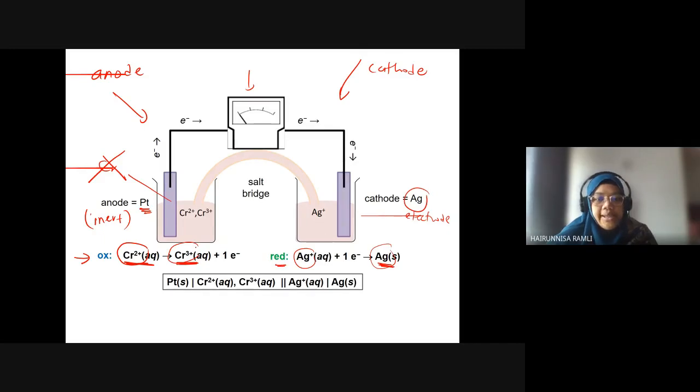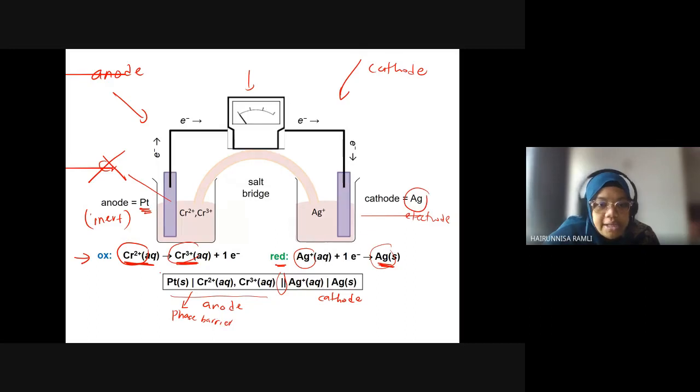Then the question wants the cell notation. If you notice here, this is the cell notation for the anode, this is the salt bridge, and this is the cell notation for the cathode. For the anode, since we are using platinum as the electrode, you have to put platinum. Pt must be in the notation. That's why from the notation, when we read it, we know that it uses an inert electrode. So from there you can draw. Actually, if the question gives you just the notation, you can already sketch from it. Now you put platinum as solid, and there must be a phase barrier, a single line there.